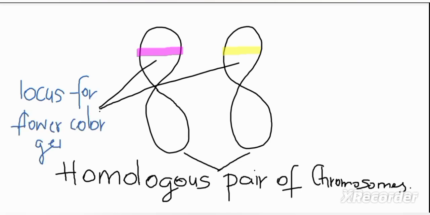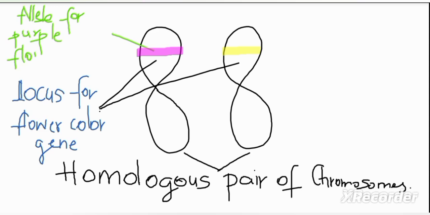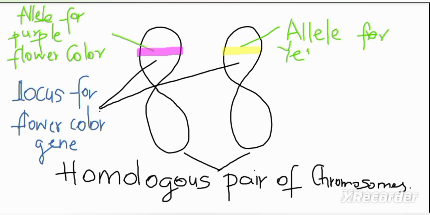You can see here that purple and yellow genes are coding for the same character or trait, that is flower color. And these genes have the same locus on both chromosomes. But here alleles are different. The purple gene has the alleles which code for purple flower color and the yellow gene has the alleles which code for yellow flower color. So alleles are the alternate forms of genes.